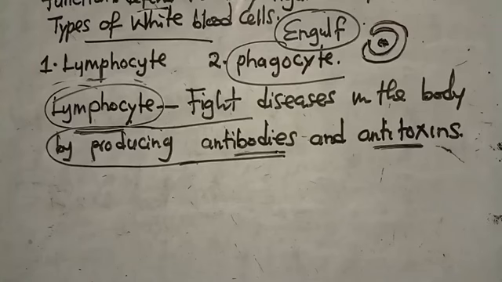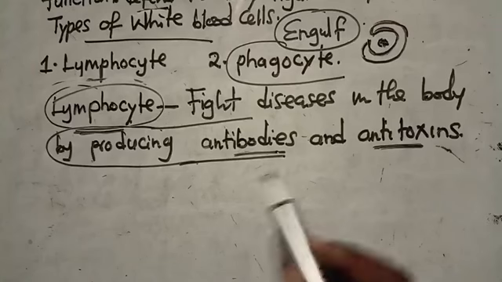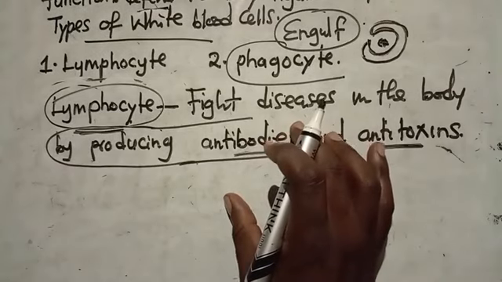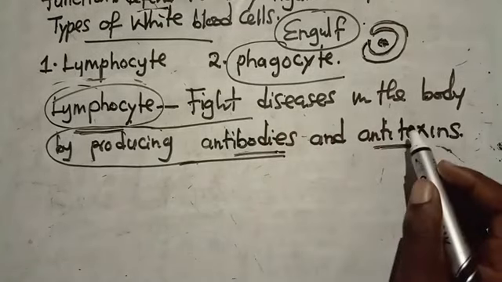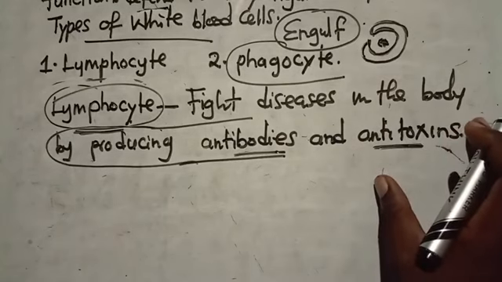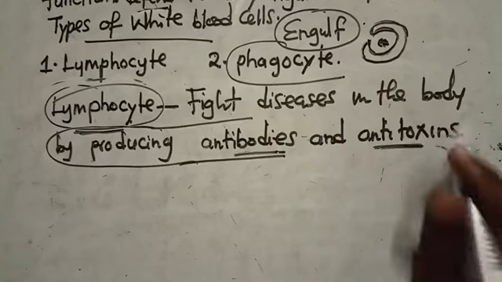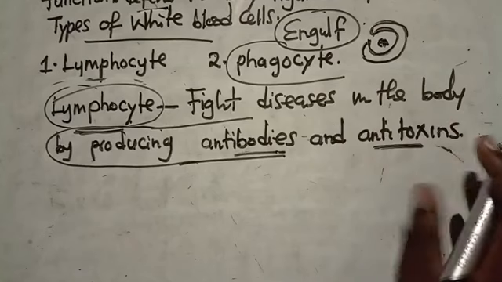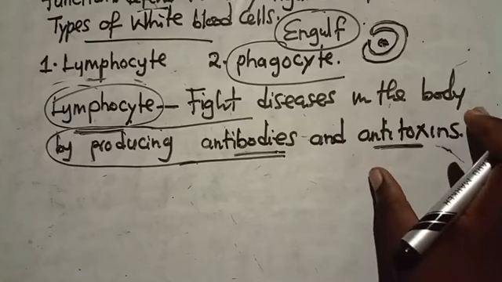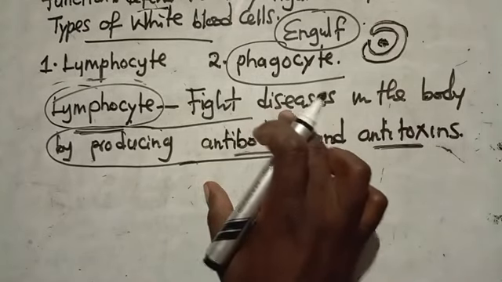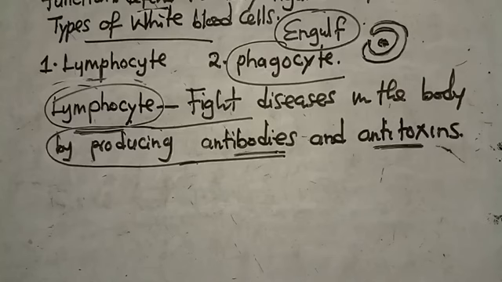Antibodies destroy germs. Antitoxins neutralize poison from the germs. But a phagocyte destroys the bacteria or a foreign body. This is what we are supposed to know. This is something we need to understand.